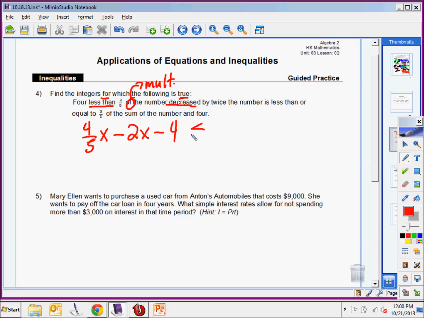So I'm going to draw my less than or equal to. 3/5. Of means what again? Multiply. So 3/5, and then you put in parentheses x plus 4.